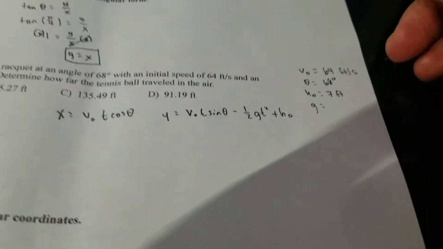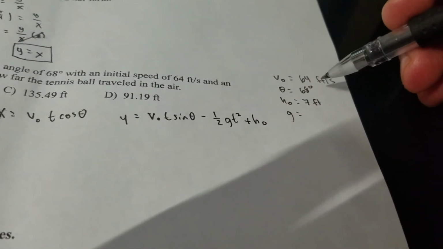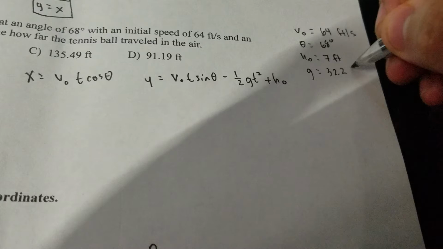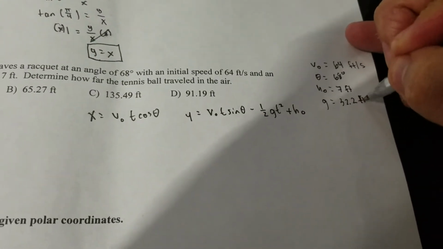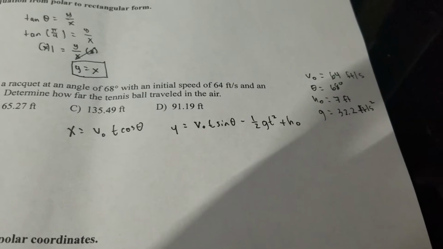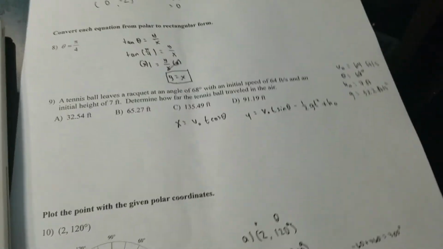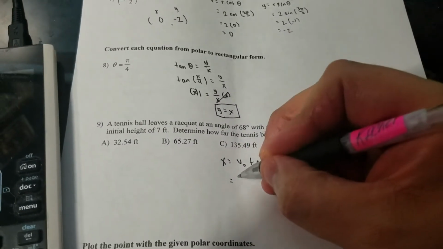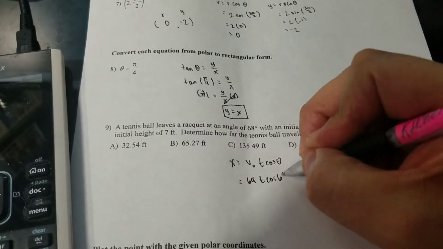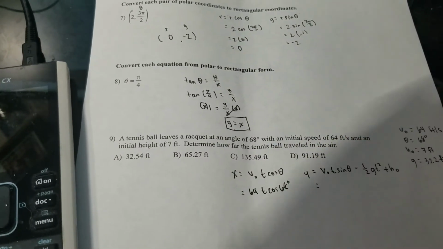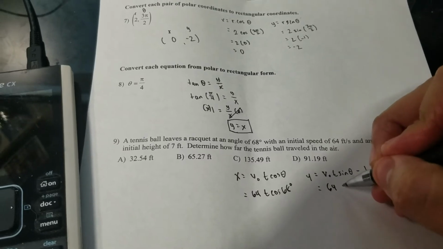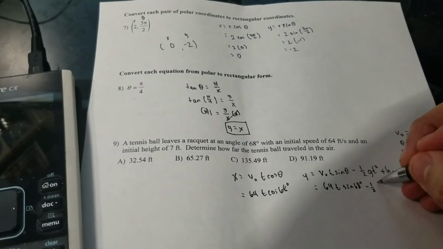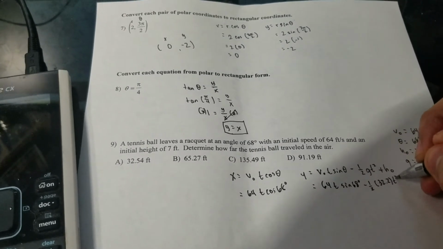And this is where I've seen some confusion. Gravity, guys, remember I'm dealing with feet here. So when it's feet, it's 32.2 feet per second squared. That's what I needed to work with. So as I plug these equations in, I'm doing my initial velocity, which is 64 t cosine 68 degrees. And again here, 64 times t sine of 68 degrees minus 1/2 32.2 t squared plus 7.